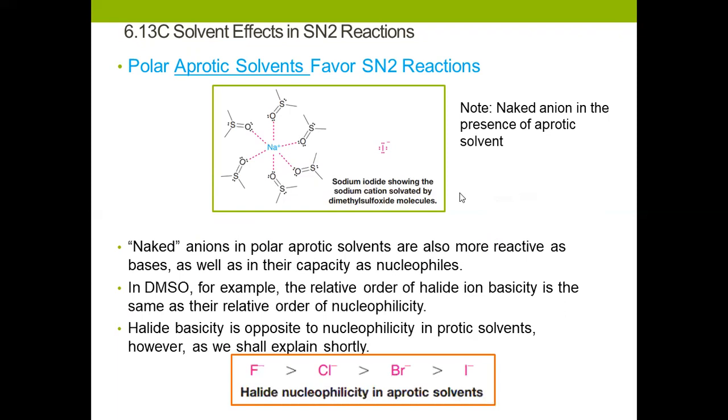So, naked anions in polar aprotic solvents are also more reactive as bases as well as in their capacity as nucleophiles. In dimethyl sulfoxide, DMSO, for example, the relative order of halide ion basicity is the same as their degree of nucleophilicity.